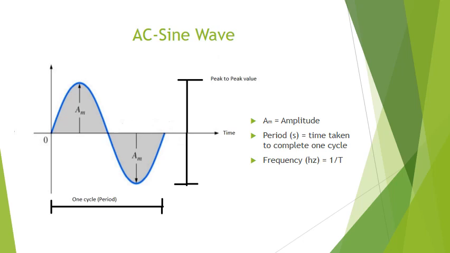The peak-to-peak voltage is the sum of the absolute values of the maximum and minimum voltage. The period is the time it takes to complete one full cycle, often represented by the letter T and its SI units being seconds. The frequency is the inverse of the period and its SI unit is Hertz.